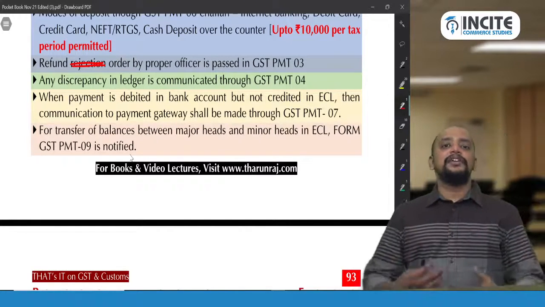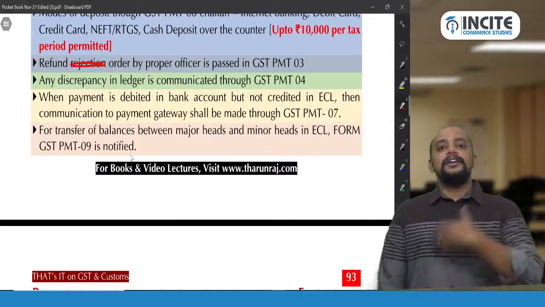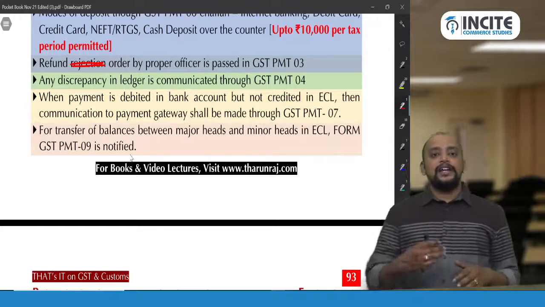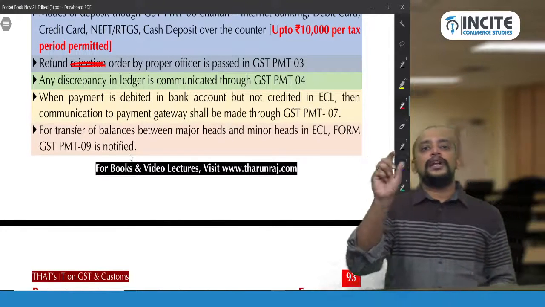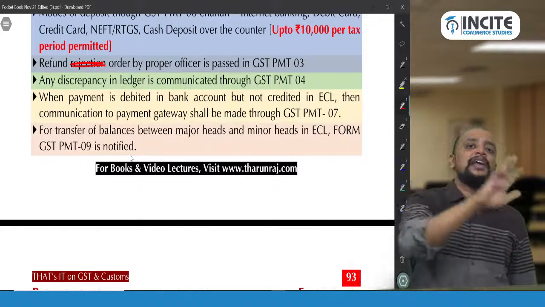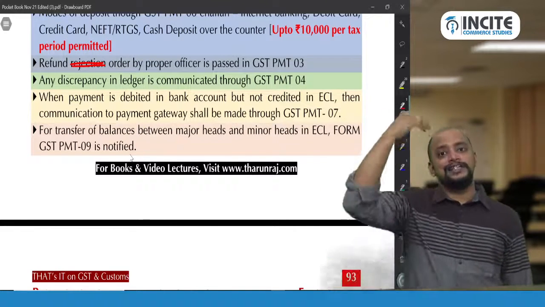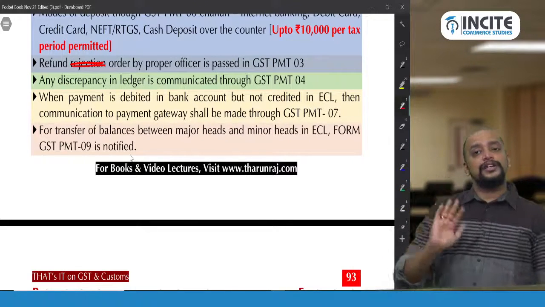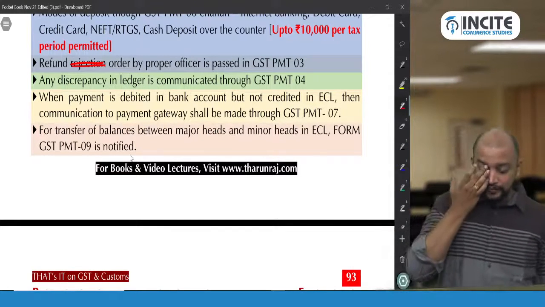So I am claiming refund of unutilized ITC. When I claim refund of unutilized ITC, what will happen? They may reject the refund. When I claim the ITC refund, to that extent the credit balance of ITC will get debited. When they reject, again it will be credited back. Actually that is the case of refund rejection, but that is not relevant here. So it is a refund order only, okay.